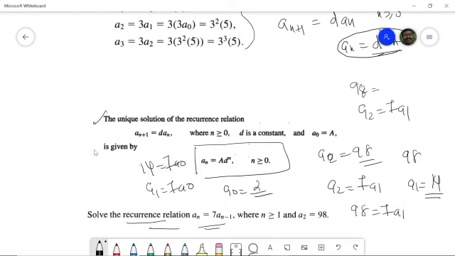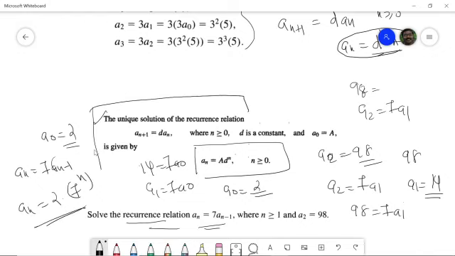Okay, so now we have the relation as a(n) is equal to 7 a(n minus 1), and my a0 is 2. So what's the general formula of the sequence? The general formula of the sequence is a(n) is equal to 2 into 7 raised to n, according to this result. Okay, so this is how we will solve this problem. I hope it is clear. Okay, let us try some more problems here also.